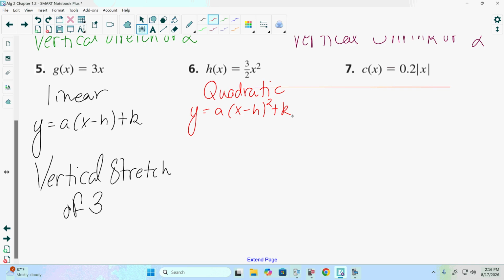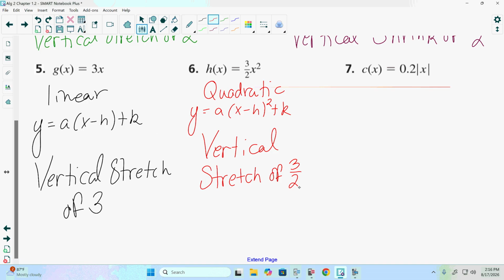What is our value of a? 3/2. Is that between 0 and 1 or greater than 1? Greater than 1, so it has to be a vertical stretch of 3/2. I always throw that in every year just to make sure, because sometimes when we see fractions, we assume that it's just shrink. We got to make sure, is that fraction greater than 1 or between 0 and 1?